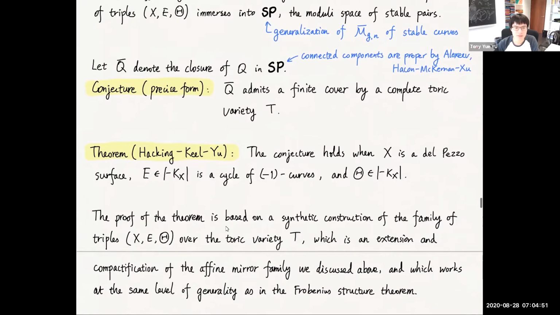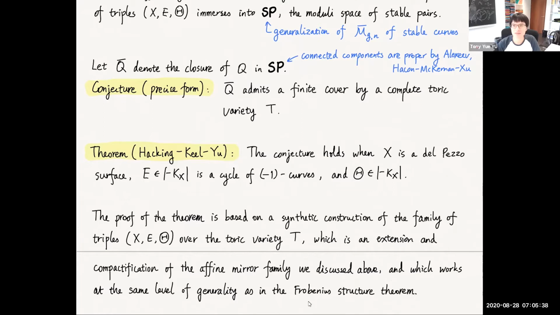The proof of the theorem is based on the synthetic construction of the family of triples (X, E, theta) over the toric variety T. Our conjecture says that the moduli space Q bar has a cover by a toric variety, and the idea for the proof is to construct this family over the toric variety, which is an extension and a compactification of the affine mirror family we discussed in the last lecture, and which will work at the same level of generality as in the Frobenius structure theorem.